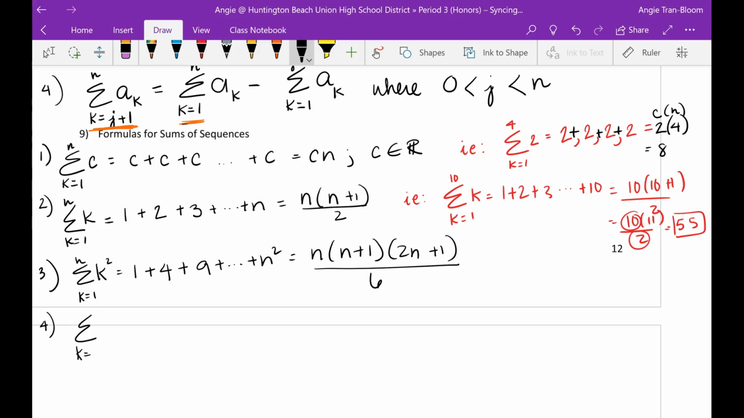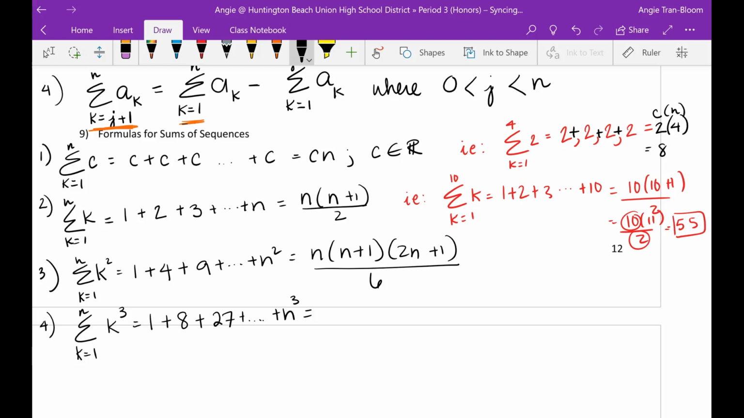The summation starting at 1, again, k equals 1 to n. What if I have k to the third? So when k is 1, 1 to the third is 1. When k is 2, 2 to the third is 8. When k is 3, 3 to the third is 27, and so on, plus n to the third.